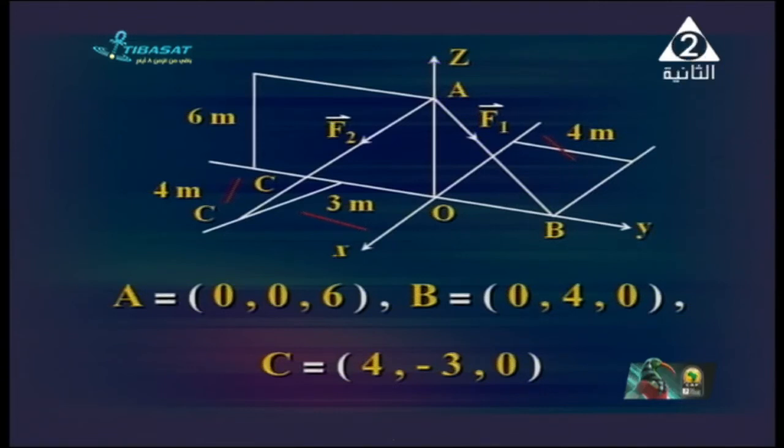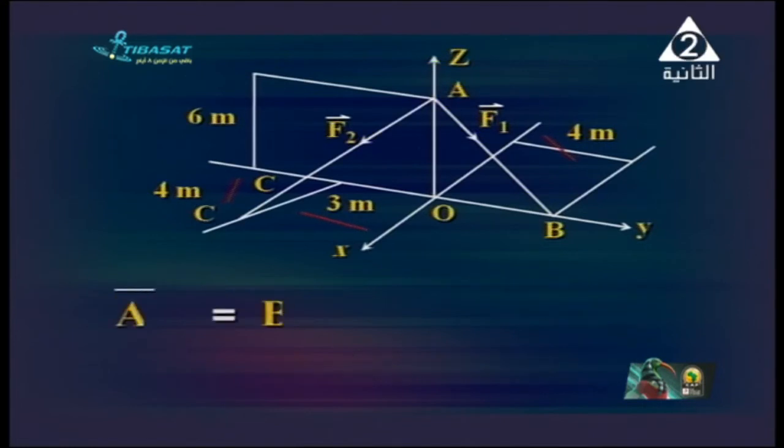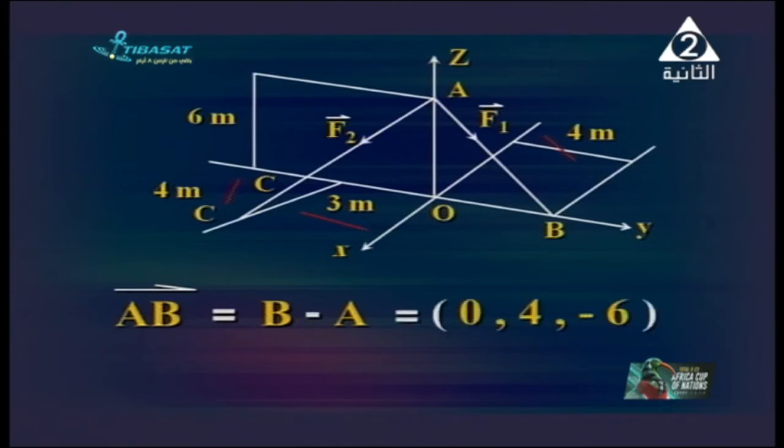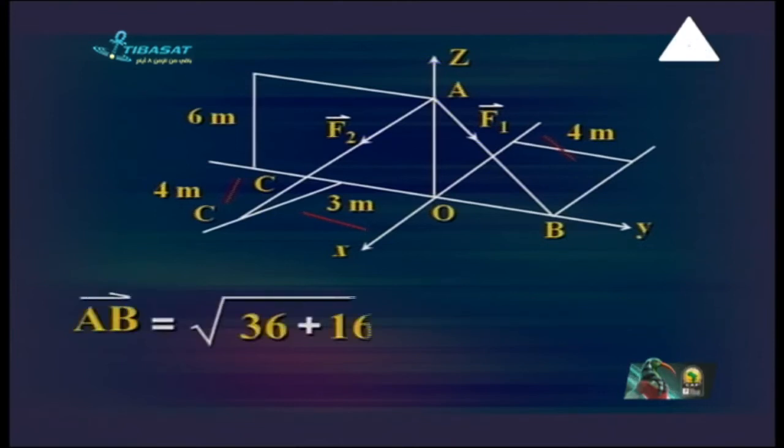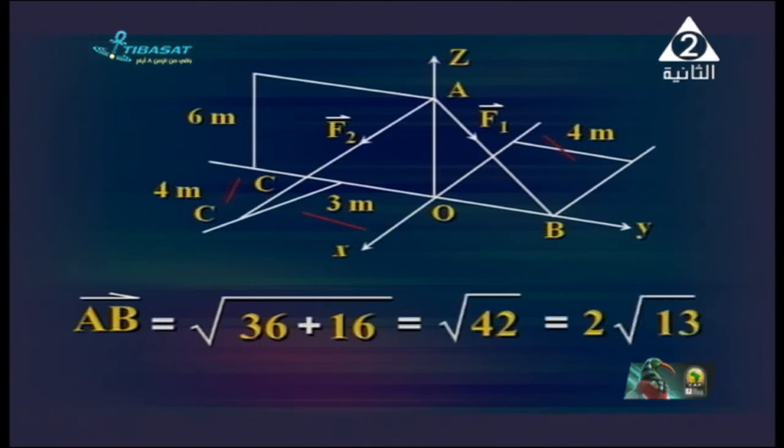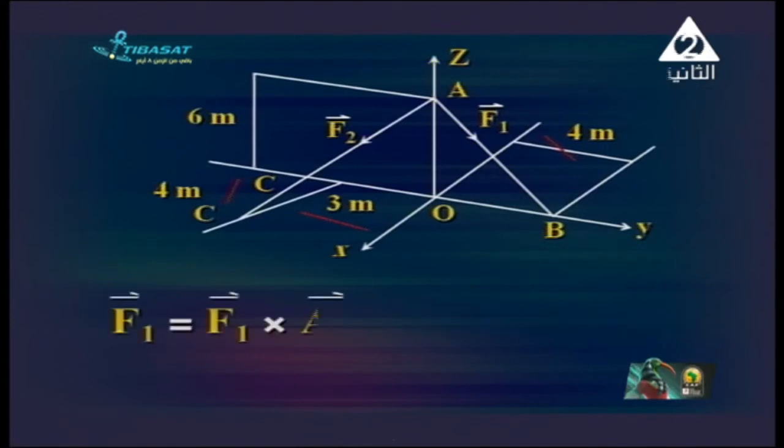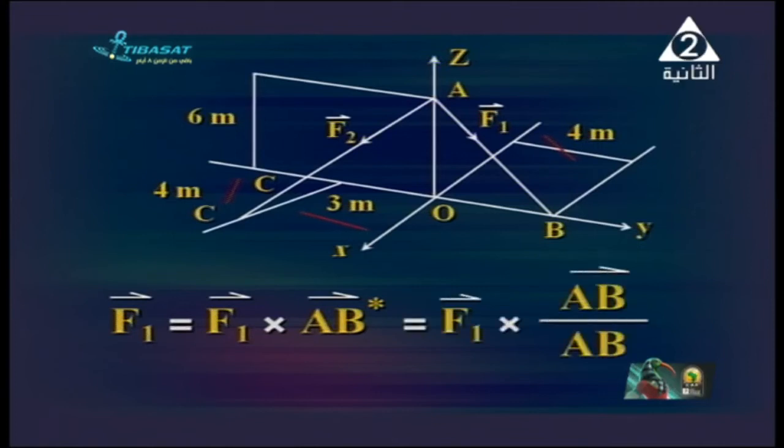Then, my dear student, the vector AB, we know, is B minus A, equals (0, 4, negative 6). Then the norm of AB, the length of AB, equals square root 52, which equals 2 root 13. We know that the vector F1 equals the magnitude of F1 times the unit vector AB. What do you mean by the unit vector AB? It is the vector over the norm of the vector AB.